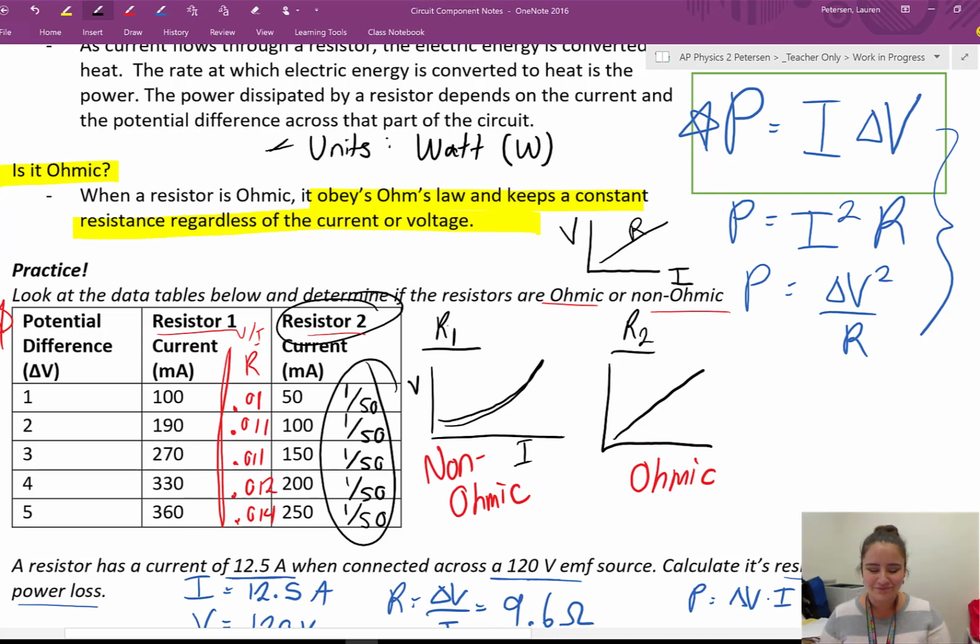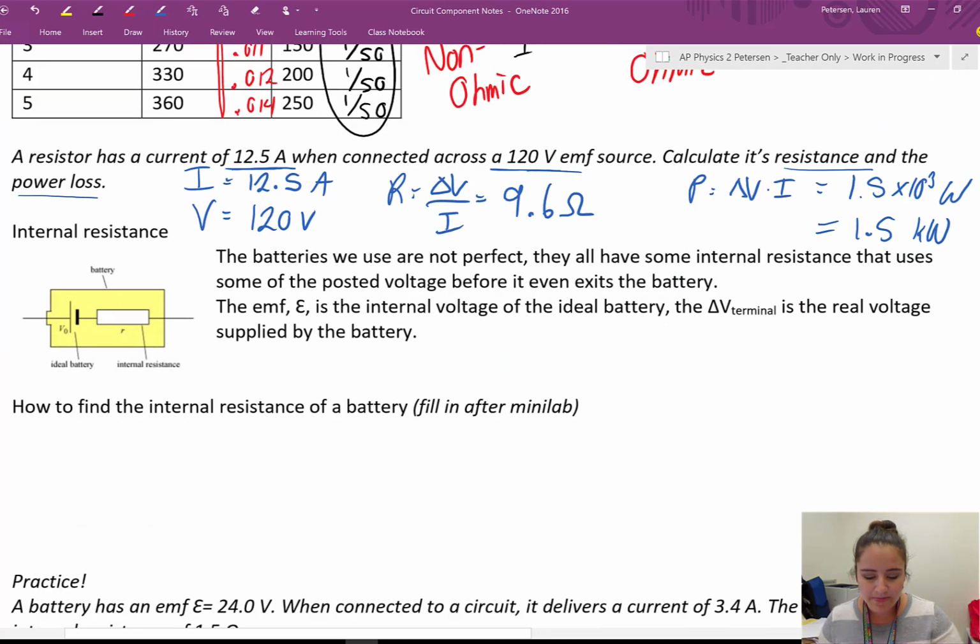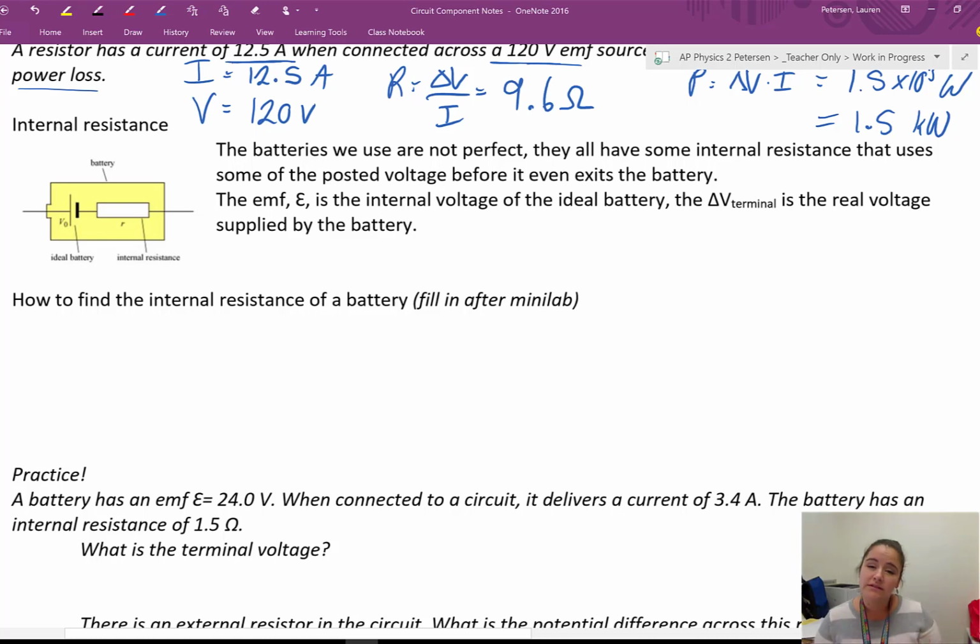Okay, now, most of the time in most problems, we assume that whatever the voltage posted on our power source is, that is the voltage. However, most batteries are not perfect. They have their EMF source, they have that difference in potential, but they also have some internal resistance. That means that the battery actually uses up some of the voltage before the current even exits the battery.